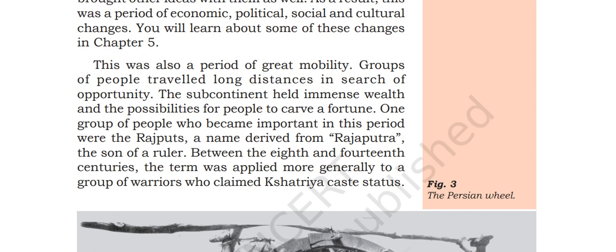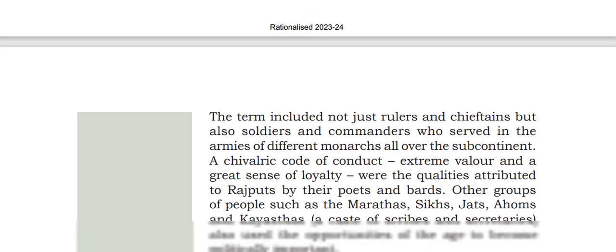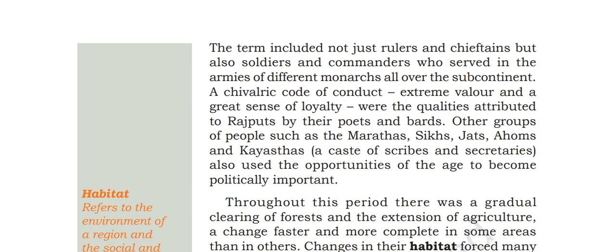One group of people who became important in this period were the Rajputs, a name derived from Rajputra, the son of a ruler. Between the 8th and the 14th century, the term was applied more generally to a group of warriors who claimed Kshatriya caste status. The term included not just the rulers and chieftains, but also soldiers and commanders who served in the armies of different monarchs all over the subcontinent.